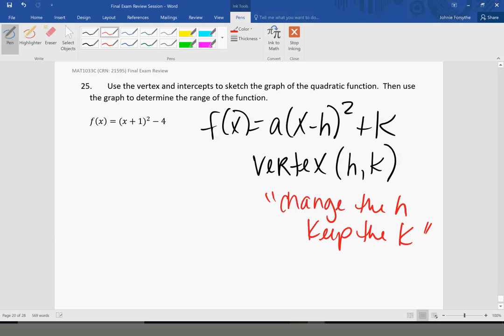What in the world does that mean? That means that whatever you see here for x minus h, whatever number you see in the parentheses, you change the sign to get the x coordinate of the vertex. And then whatever you see here plus k, you keep that sign the same. So for example, here we can just look at this and find the vertex of this function. So if we change that plus 1, the x coordinate is going to be negative 1. Change the h, keep the k, so the y coordinate is negative 4. So that's the vertex.